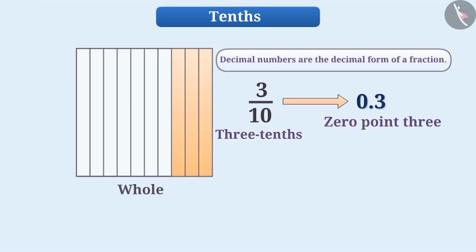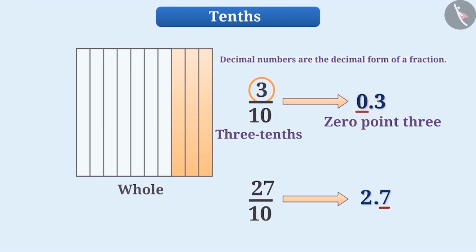We can say that if the denominator of a fraction is 10, then to represent it in decimal form, we write the numerator first and then we place the decimal point before its rightmost digit. If there is only one digit in the numerator, then we place a 0 before the decimal point.